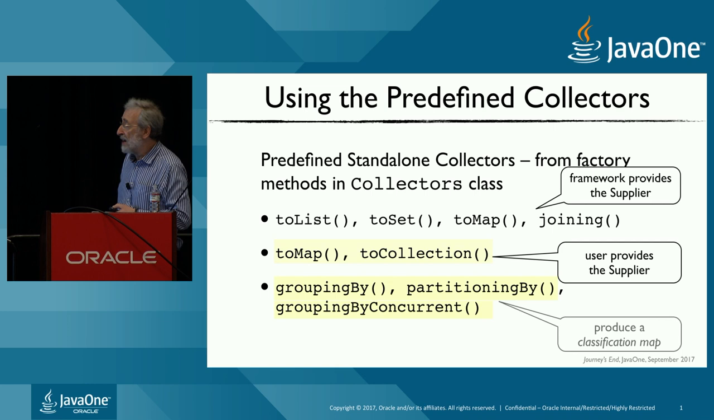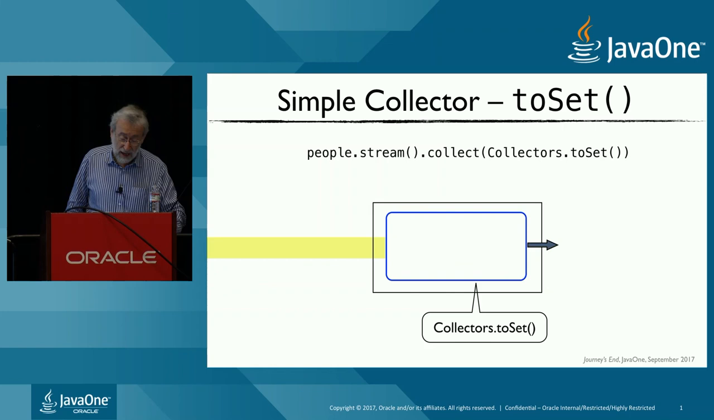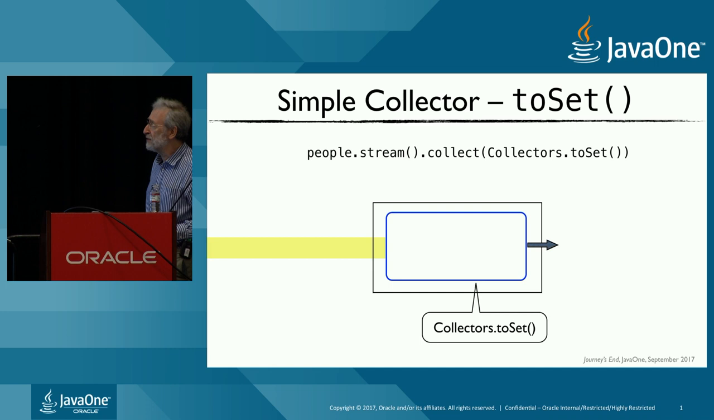And then last of all, these things that produce classification maps. And we'll be looking a lot at those. So I'm going to illustrate how these things work with animations, which start off looking a bit oversimple, and you'll think I'm insulting your intelligence, but they do get a bit harder.